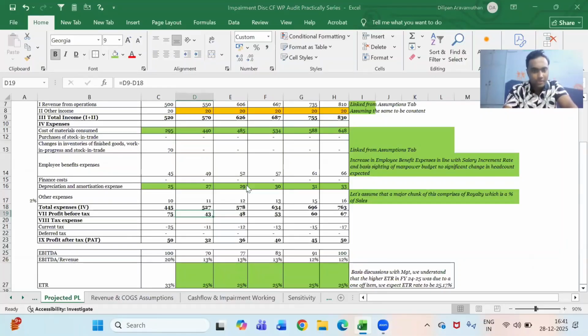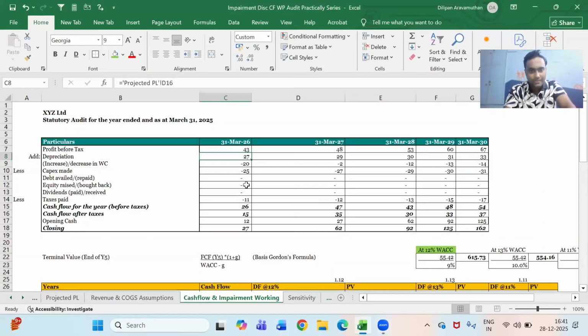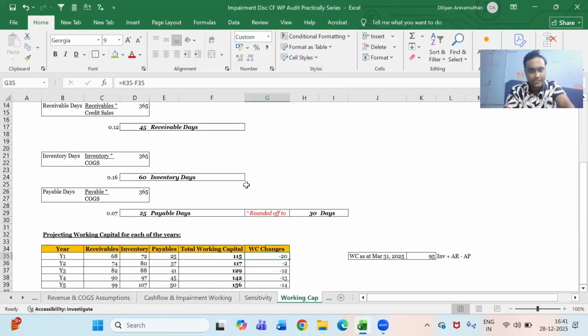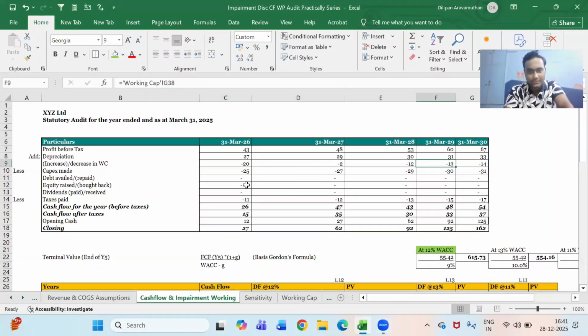Then I add back my depreciation. Then I see that there is an increase in working capital every year, as we had discussed. We are again linking this to the working capital tab. Everything is linked here. Nothing is keyed in. This is also linked. This is also linked. Perfect, sir.